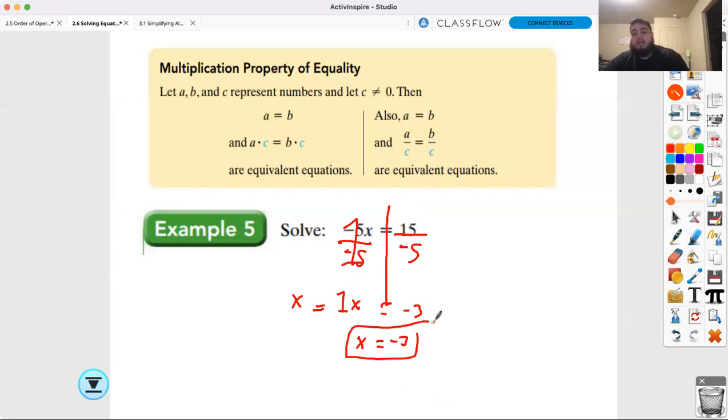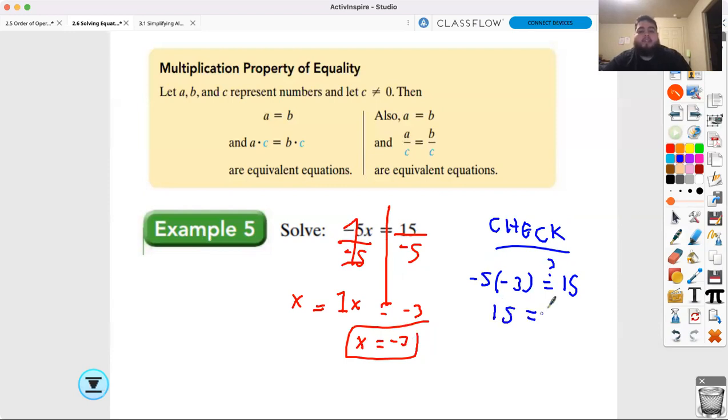So now we're gonna check, right? We know how to check our solutions. We just gotta plug it into the original. So it'll be -5 parentheses -3 equals 15 question mark. We're plugging in this x for the equation that we were given to solve. -5 times -3 is positive 15. 15 equals 15 is true. So therefore, this is the solution for example 5. Any questions on the properties or the steps we took, guys? Any questions at all?